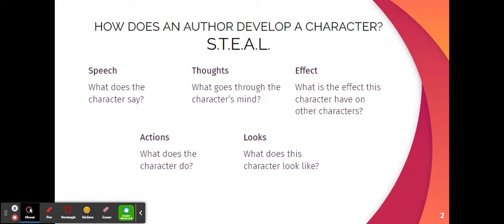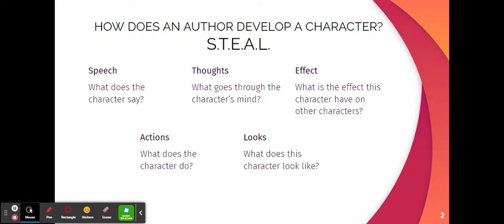So that one is, again, pretty straightforward, and I think most people are pretty familiar with that. And then the easiest one of all of them is, what does the character look like, right? What does the character literally look like? What they're wearing, what their physical makeup is, how they carry themselves, right? All those things are look.